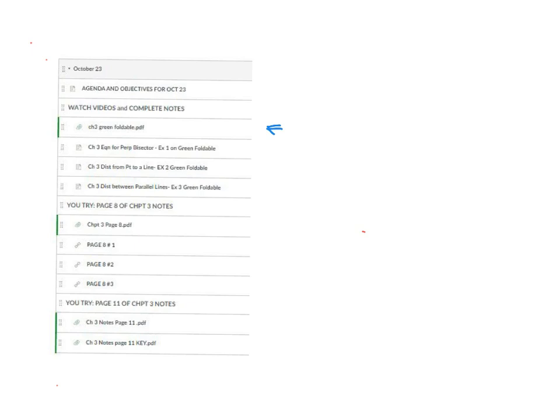And then you're going to complete example 1, 2, and 3 listening to her videos. So watch the videos and complete the notes. And those are actually our objectives for today. We want to be able to write the equation for a perpendicular bisector. We want to be able to figure out the distance from a point to a line. And then we want to be able to figure out the distance between two parallel lines.